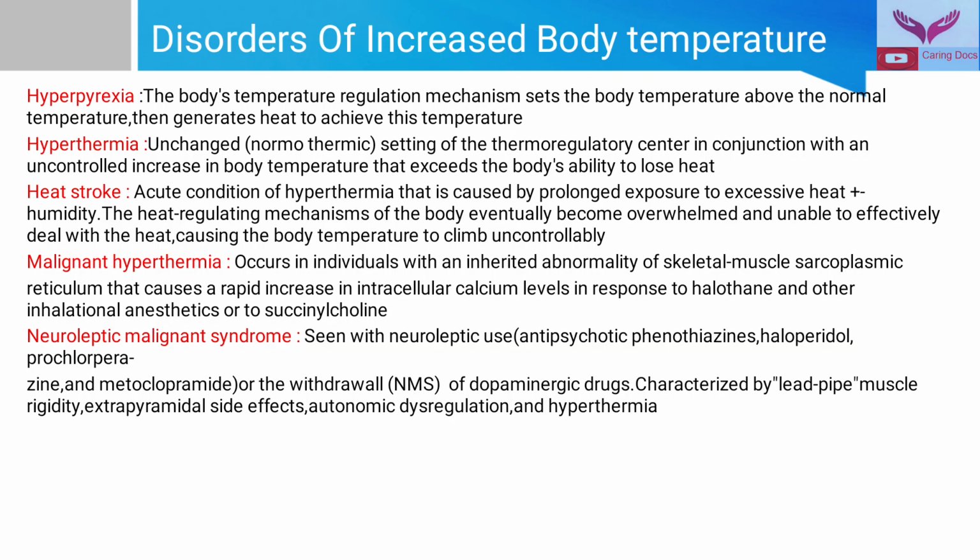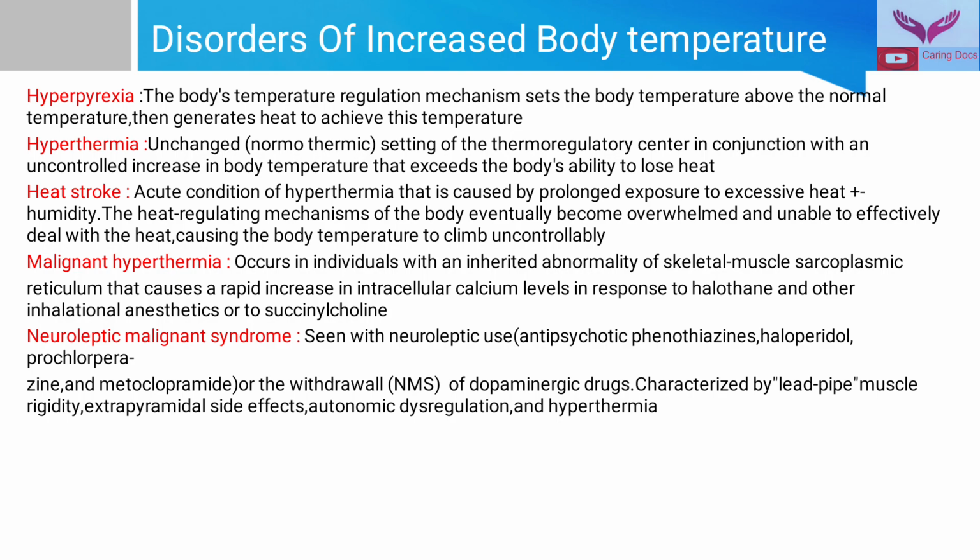Heat stroke is an acute condition of hyperthermia characterized by prolonged exposure to excessive heat and humidity. The heat regulation mechanism of the body eventually becomes overwhelmed and is unable to effectively deal with the heat, causing the body temperature to climb uncontrollably. Malignant hyperthermia occurs in individuals with an inherited abnormality of skeletal muscle sarcoplasmic reticulum that causes a rapid increase in intracellular calcium level in response to halothane and other inhalational anesthetics or to succinylcholine.